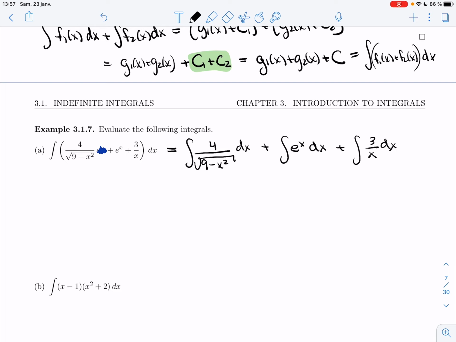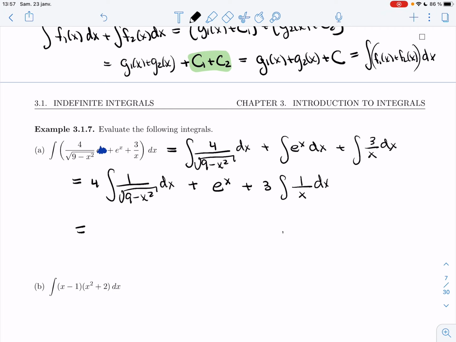Now I'm going to pull the constants out. I'm going to get 4 integrals of 1 over square root of 9 minus x squared dx. E to the x is just e to the x. I'm not going to put a plus c because I still have integrals. Like the takeaway said, when you remove the last integral, that's when you put a plus c. And then 3 times the integral of 1 over x.